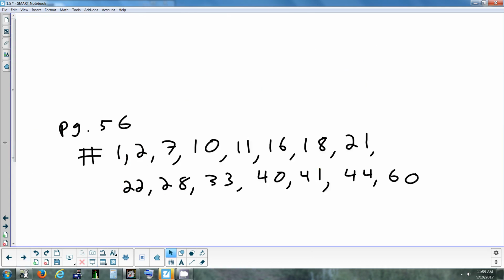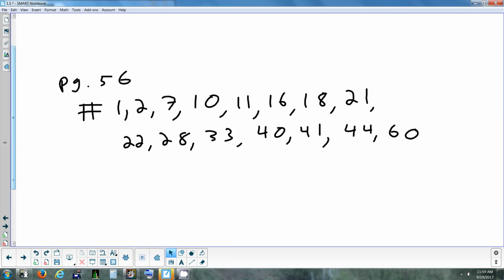All right. So homework tonight, it's on page 56. And it just kind of jumps around a little bit. So 1, 2, 7, 10, 11, 16, 18, 21, 22, 28, 33, and 40, 41, 44, and 16. Okay, we'll go over that first thing tomorrow, and then tomorrow we'll finish up chapter 1.